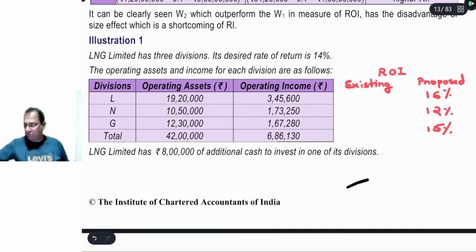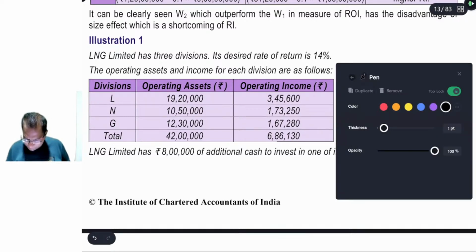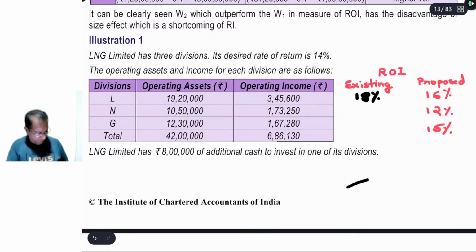चलिए बेटा, तो स्टार्ट करें। तो सबसे पहले आपको पूछता है आज आप कितना आरओआई कमा रहे हैं। तो सिंपली वी हैव टू कैलकुलेट 345,600 divided by 19,20,000. So currently we are earning 18% ROI. Okay, then 173,250 divided by 10,50,000. So we are earning 16.5% ROI. And 167,280 divided by 12,30,000. So it is 13.6%.